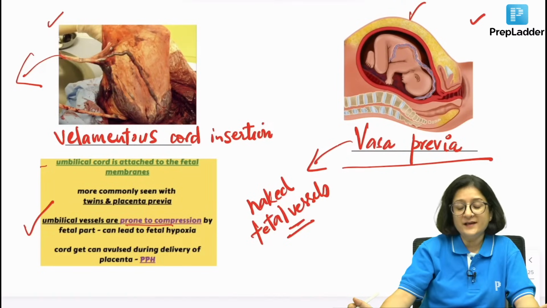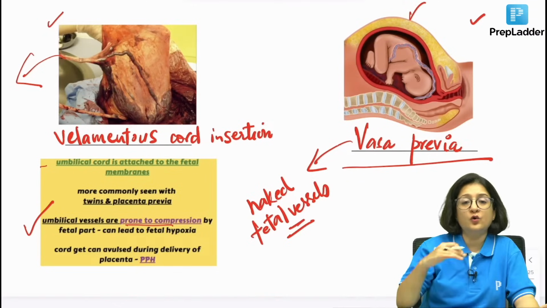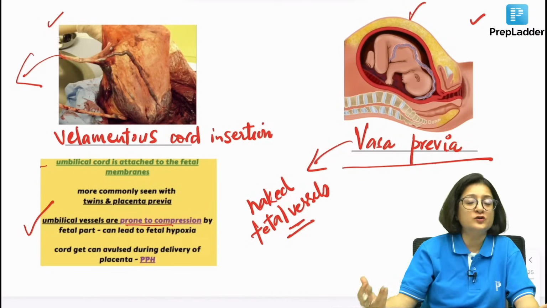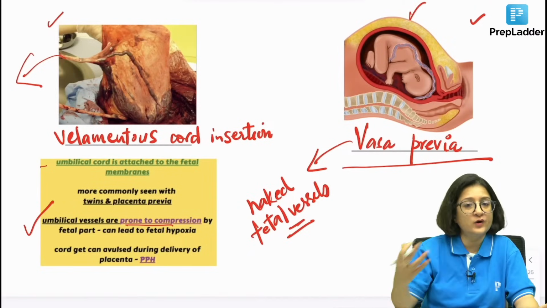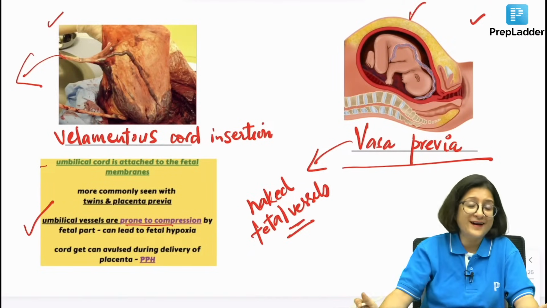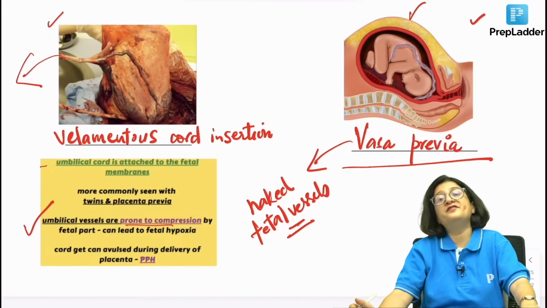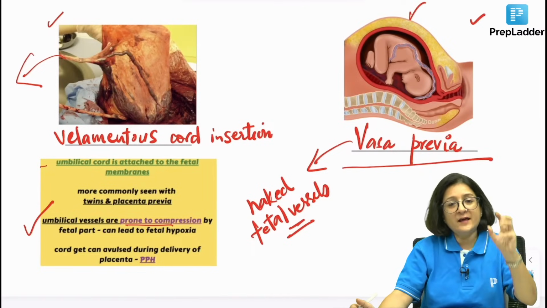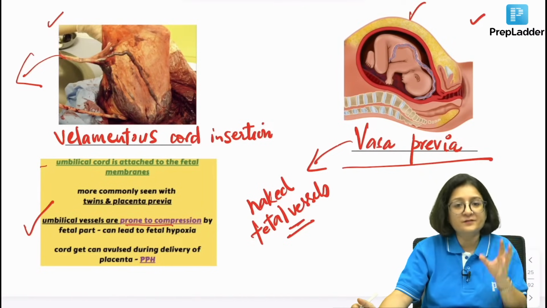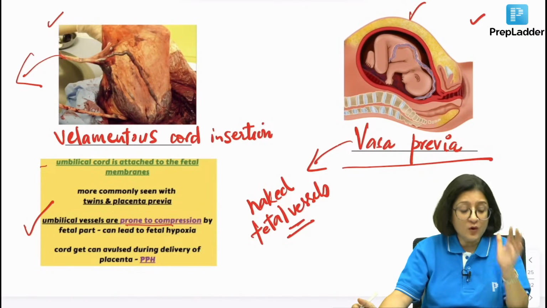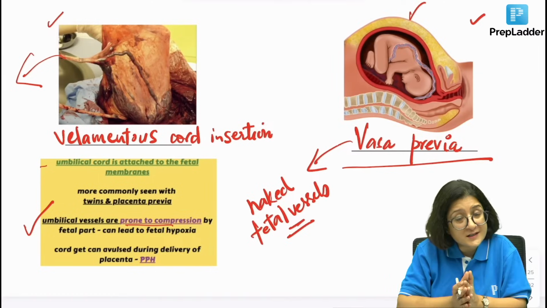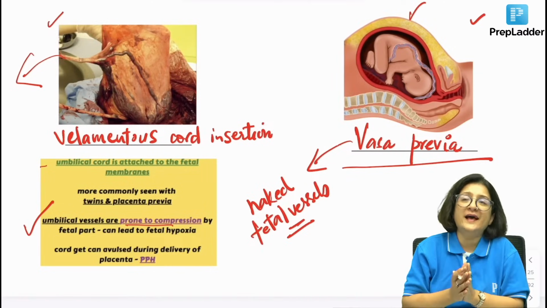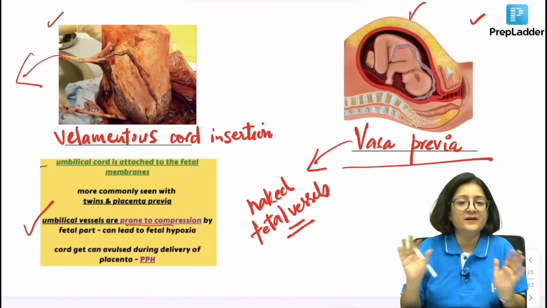So the risk is that as and when the patient would go into labor, the cervix would open up, the membranes would rupture, and then there will be bright red bleeding, and this bleeding would be fetal bleeding, and there will be sudden, massive fetal distress. Most of the time the fetal distress is going to be so significant, so sudden, that we'll end up doing a cesarean section.